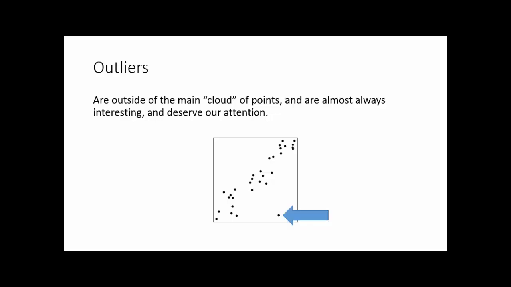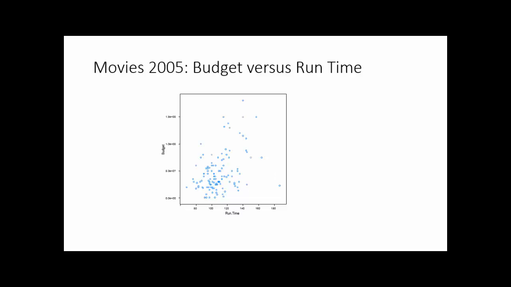So this one right down here, you notice, sits away from the rest of the cloud of points. So we'd figure out what's going on there. All right, so let's do a real example. Here's the movies of 2005, and I'm looking at the budget versus runtime, thinking that there is a relationship between those two, right? A long movie probably will cost more to make, and so here's the scatter plot.